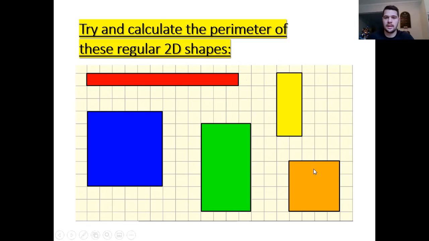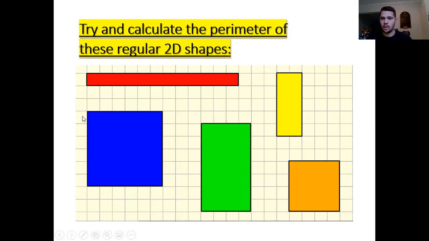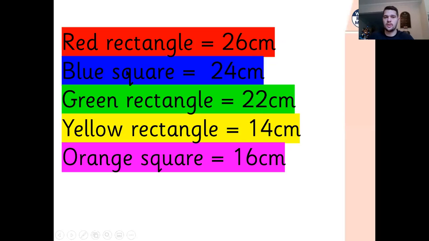Let's also pick the blue square here. 24 centimeters. So I know my properties of a square are going to be of equal length on each side. So I'm just going to choose any side at random. I'm going to go for this length here. 1, 2, 3, 4, 5, 6. So I can do 6 multiplied by 4. And the product of 6 and 4 is 24.